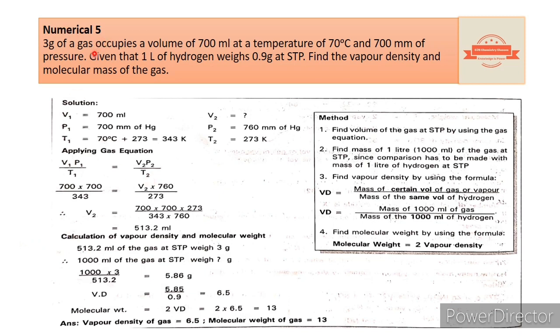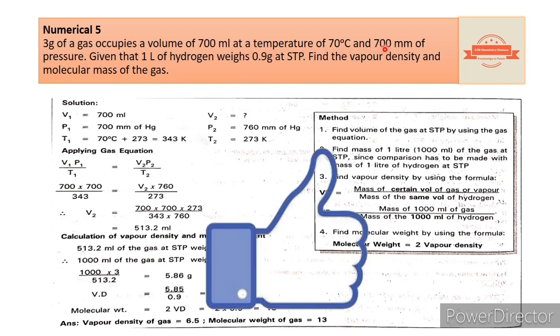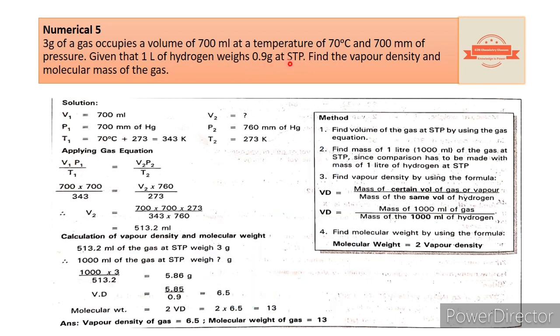Numerical 5. 3 gram of a gas occupies a volume of 700 ml at a temperature of 70 degrees centigrade and 700 mm of pressure. 1 liter of hydrogen has a mass of 0.9 gram at STP. The condition is STP. Find the vapor density and molecular mass of the gas.